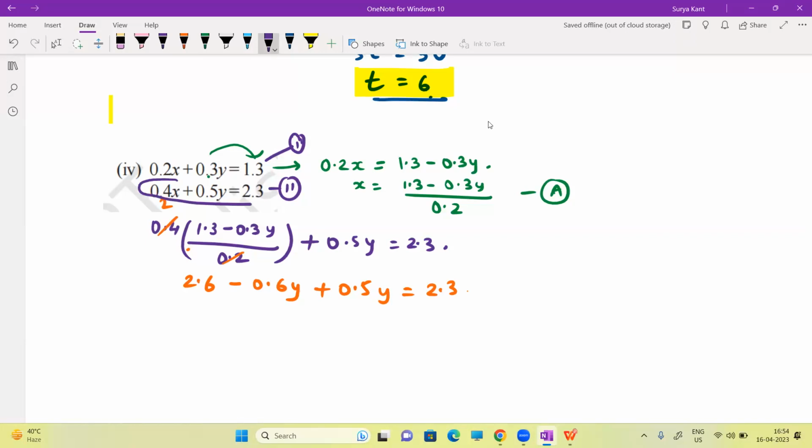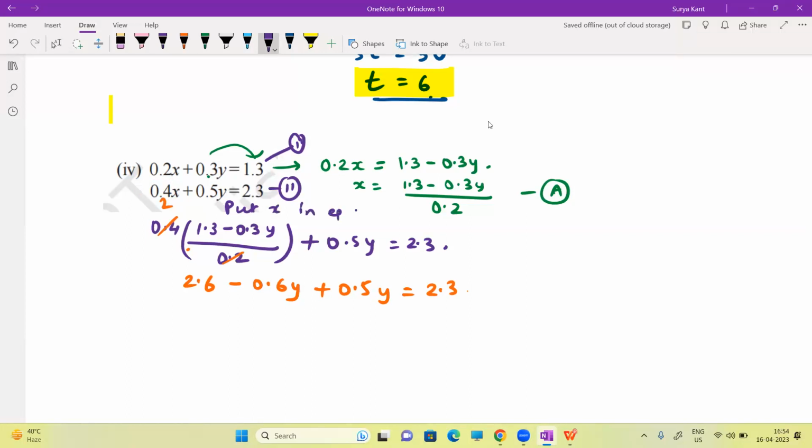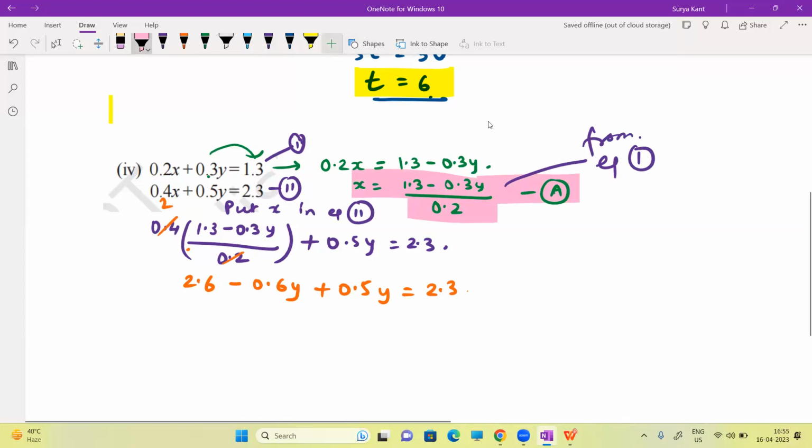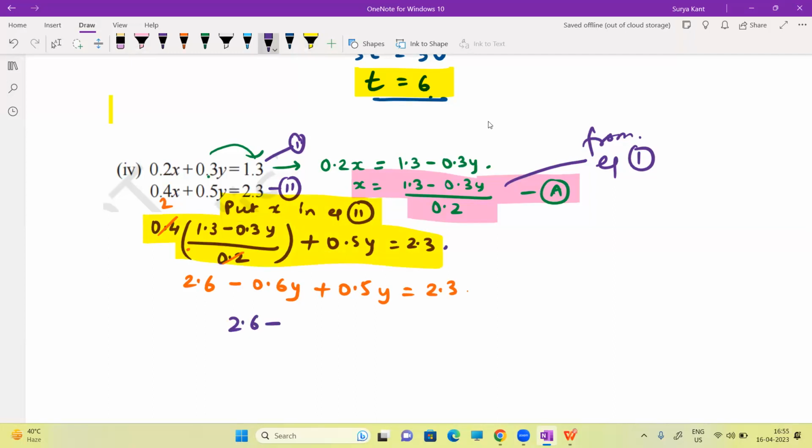See, in the second part we are putting the value of x in equation number 2. This x we have got from equation number 1. From the first equation we wrote here. If you got this x value from equation number 1, the same thing you have to put in equation number 2, clear? Yes. So now we just solve over here, 2.6 minus 0.1y equals 2.3.